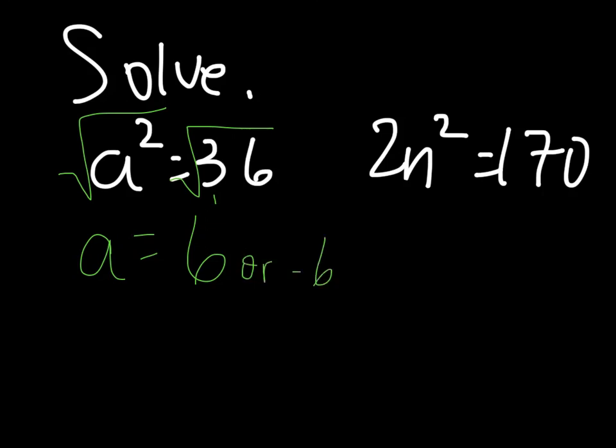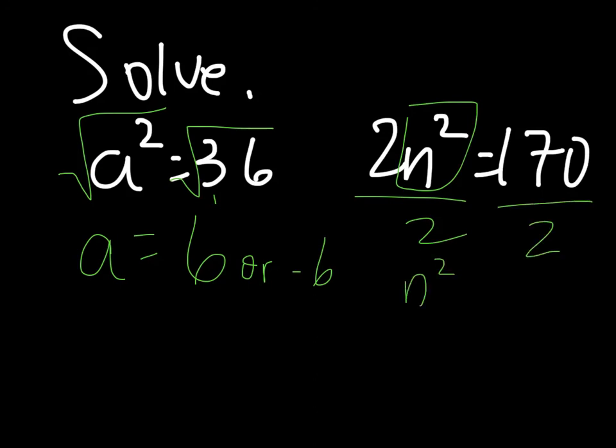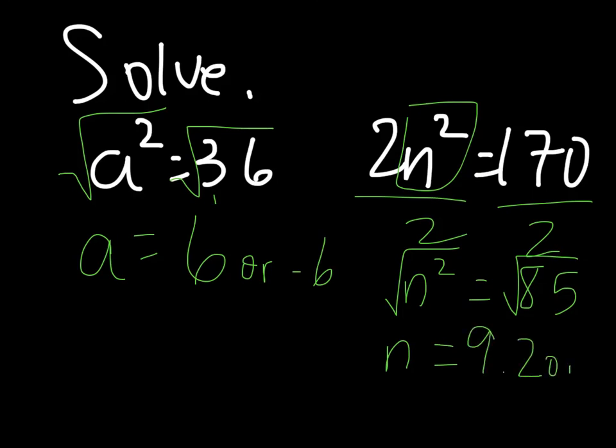Okay, we look at the next equation. 2n squared equals 170. The first thing I want to do is get that n squared by itself. So I'm going to divide both sides by 2 so that I have n squared equals 85. And then I'm going to do the square root of both sides. And I say n equals about 9.2 or negative 9.2.